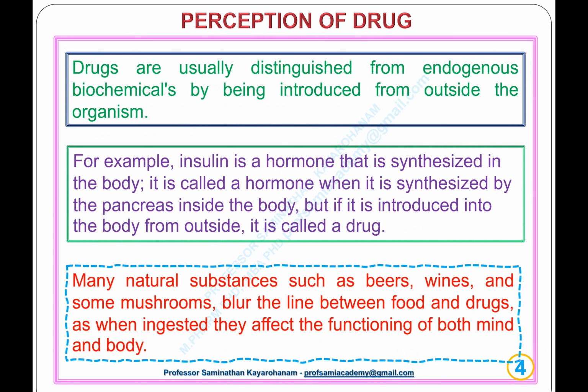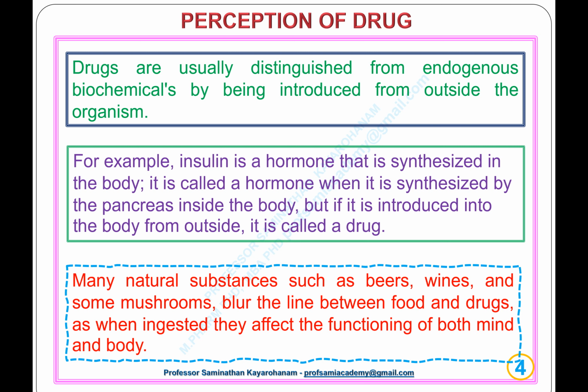Slide number 4, Perception of drug. Drugs are usually distinguished from endogenous biochemicals by being introduced from outside the organism. For example, insulin is a hormone that is synthesized in the body. It is called a hormone when it is synthesized by the pancreas inside the body, but if it is introduced into the body from outside, it is called a drug.